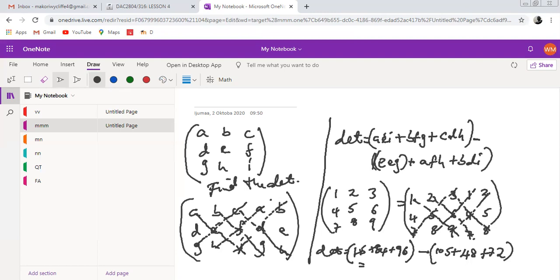So it is going to be given by 45 plus 84 plus 96, which is 225, minus 225 actually. So you find the determinant here is going to be 0. So that is how we get the determinant of a 3 by 3 matrix. There is another procedure, but this one is the easiest, and I encourage you to make use of it. Let us see another example before we go to the inverse.